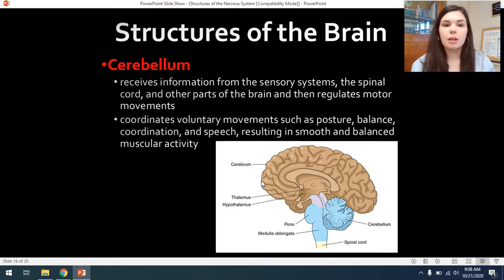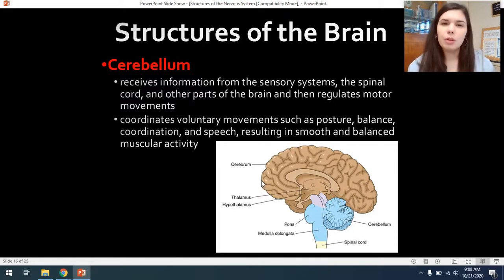Next, we have the cerebellum, and the cerebellum is that little ball that sits under the base of your brain, and it receives information from the sensory systems, the spinal cord, and the other parts of the brain that help to regulate your motor movements. This also coordinates voluntary movements such as posture, so being able to sit up straight, balance, coordination, and speech, resulting in smooth and balanced muscular activity.